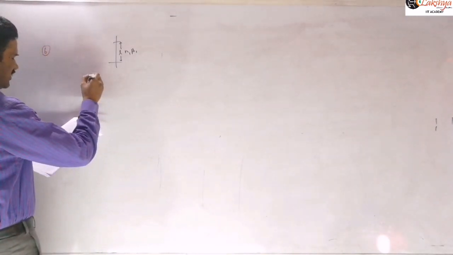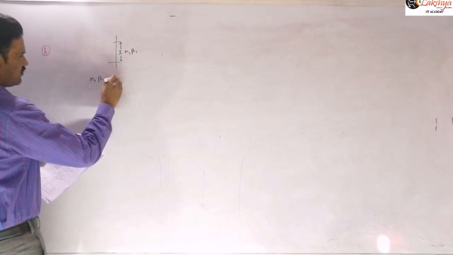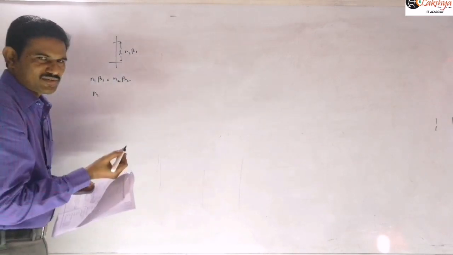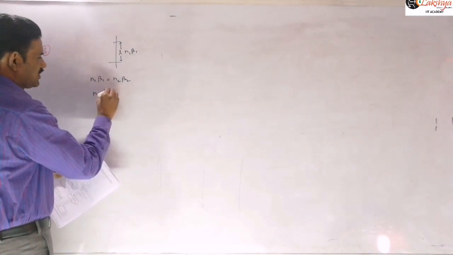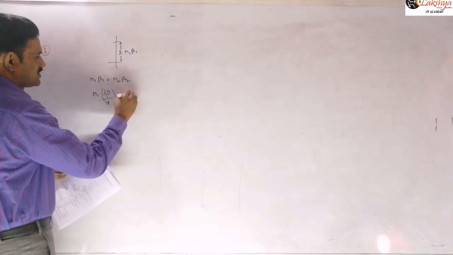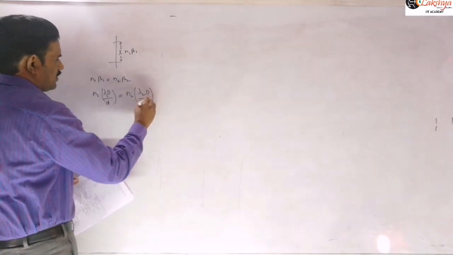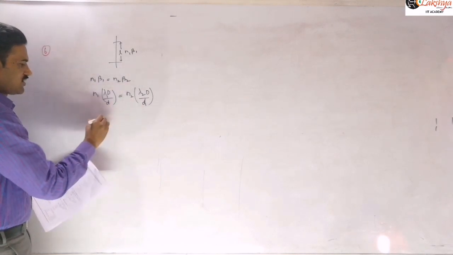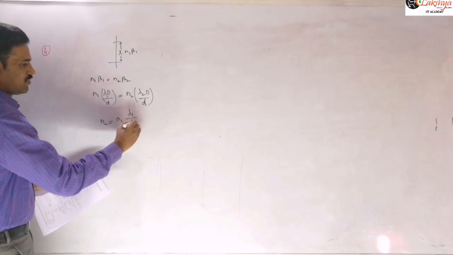So there what we can write is N1 into beta 1 is equal to N2 into beta 2. As the experimental setup is the same, small d and capital D values are the same. So lambda 1 into D by d is equal to N2 into lambda 2 into D by d. They are asking for the number of fringes, N2, therefore N2 is N1 into lambda 1 by lambda 2.